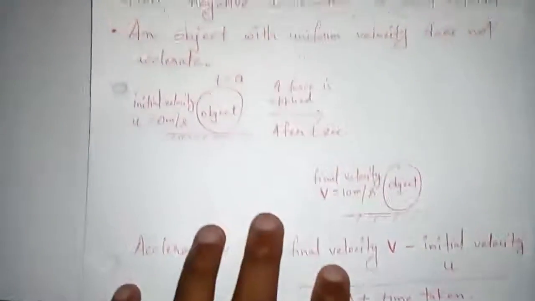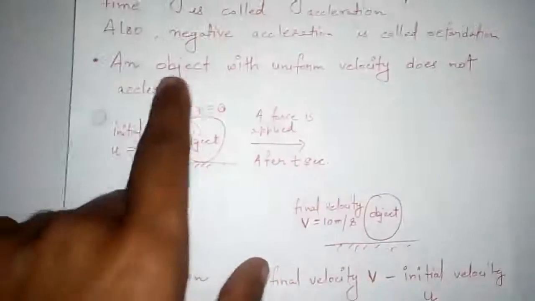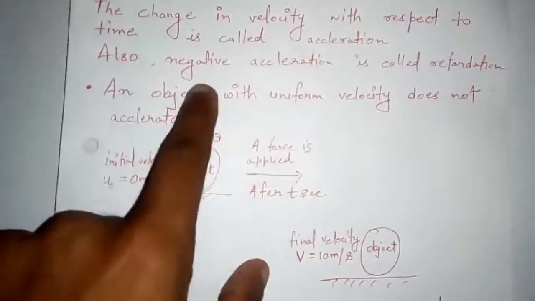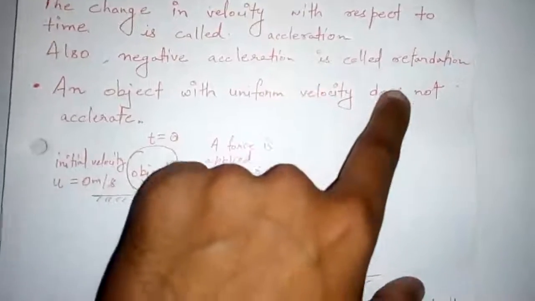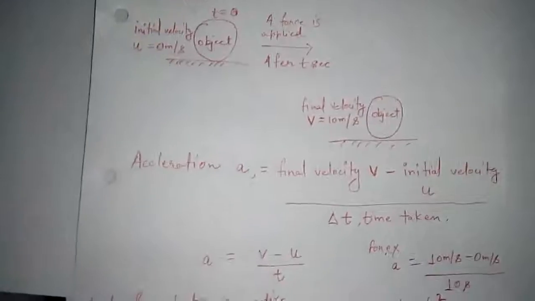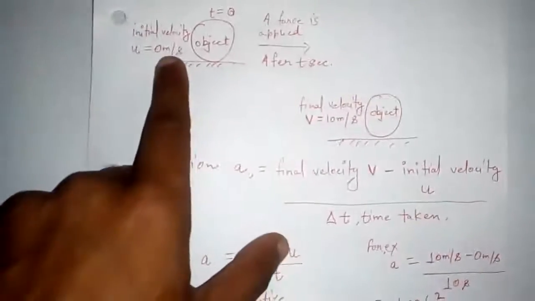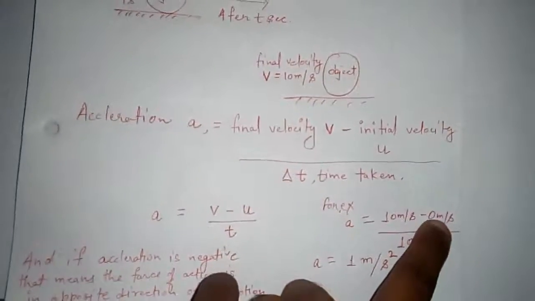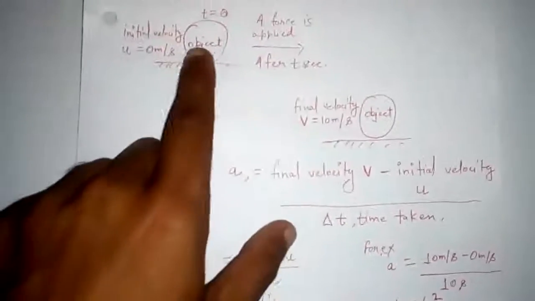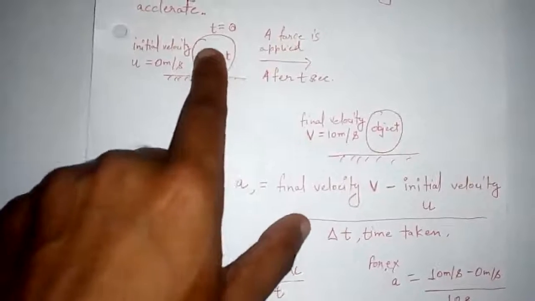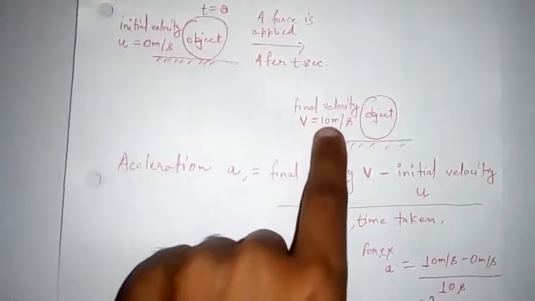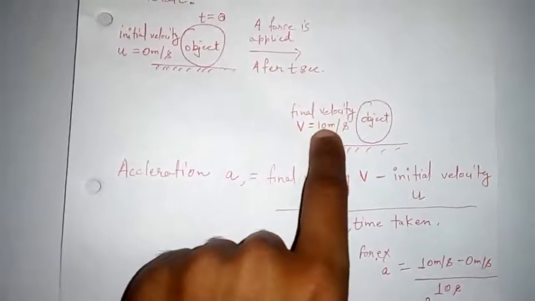Now look at this line. An object with uniform velocity does not accelerate, and also negative acceleration is called retardation. Now let us suppose, what I'll do is, suppose this is 0 meters per second and this is 10. So final velocity 10 minus 0. Let us say this object was already moving at a speed of 20 meters per second, and then after 10 seconds the final velocity became 10 meters per second.